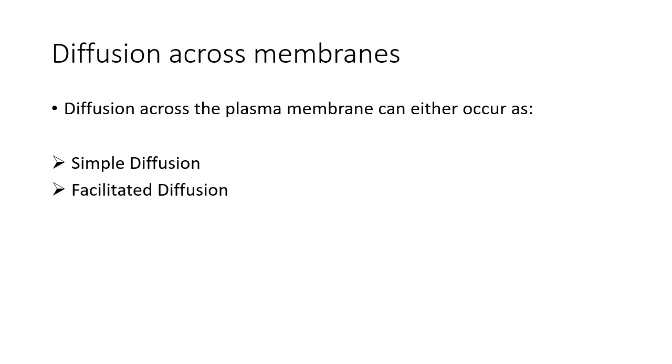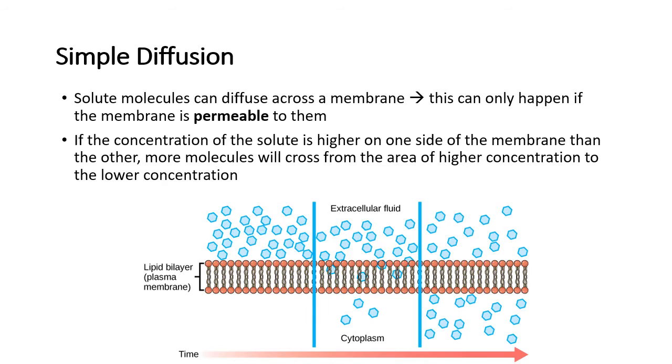Diffusion is a passive type of transport, meaning that it doesn't require energy to occur. There are two types of diffusion across the plasma membrane, either simple or facilitated. Simple diffusion occurs when the plasma membrane is permeable to the particular solute molecules. When the solute molecules can diffuse across a membrane, they can diffuse from a higher concentration to an area of low concentration. In other words, they diffuse down their concentration gradient or along their concentration gradient.